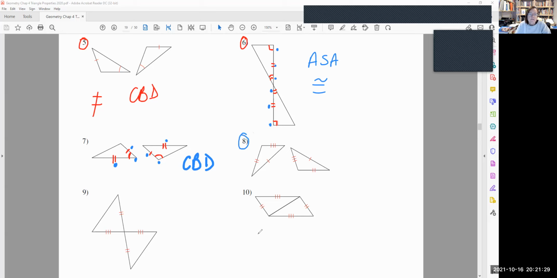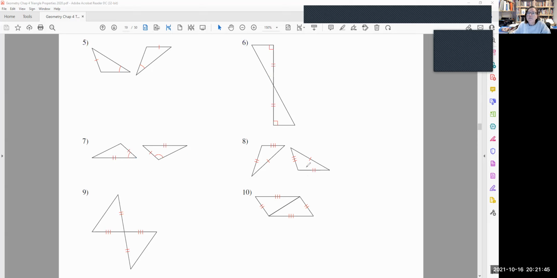Number 8, these are the easiest ones of all. Anytime we see 3 sides, we know we have side, side, side. It doesn't even matter. I mean, the order could be flipped around, right? So number 8 is one of those that are the easiest, okay? Let's go down to number 9.